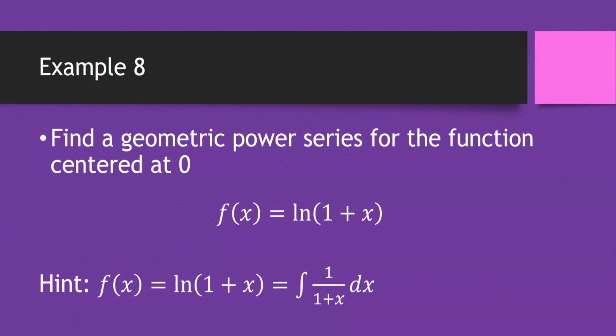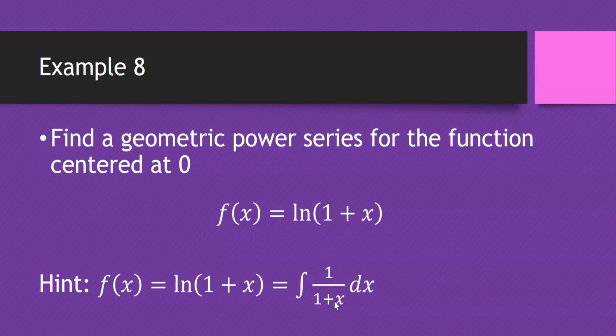Now, there's going to be no algebraic way to manipulate natural log of 1 plus x directly like we did in the previous problems and get a over 1 minus r. There's no way I can rewrite natural log as a over 1 minus r. However, if I were to take the derivative of natural log of 1 plus x, I would get 1 over 1 plus x.